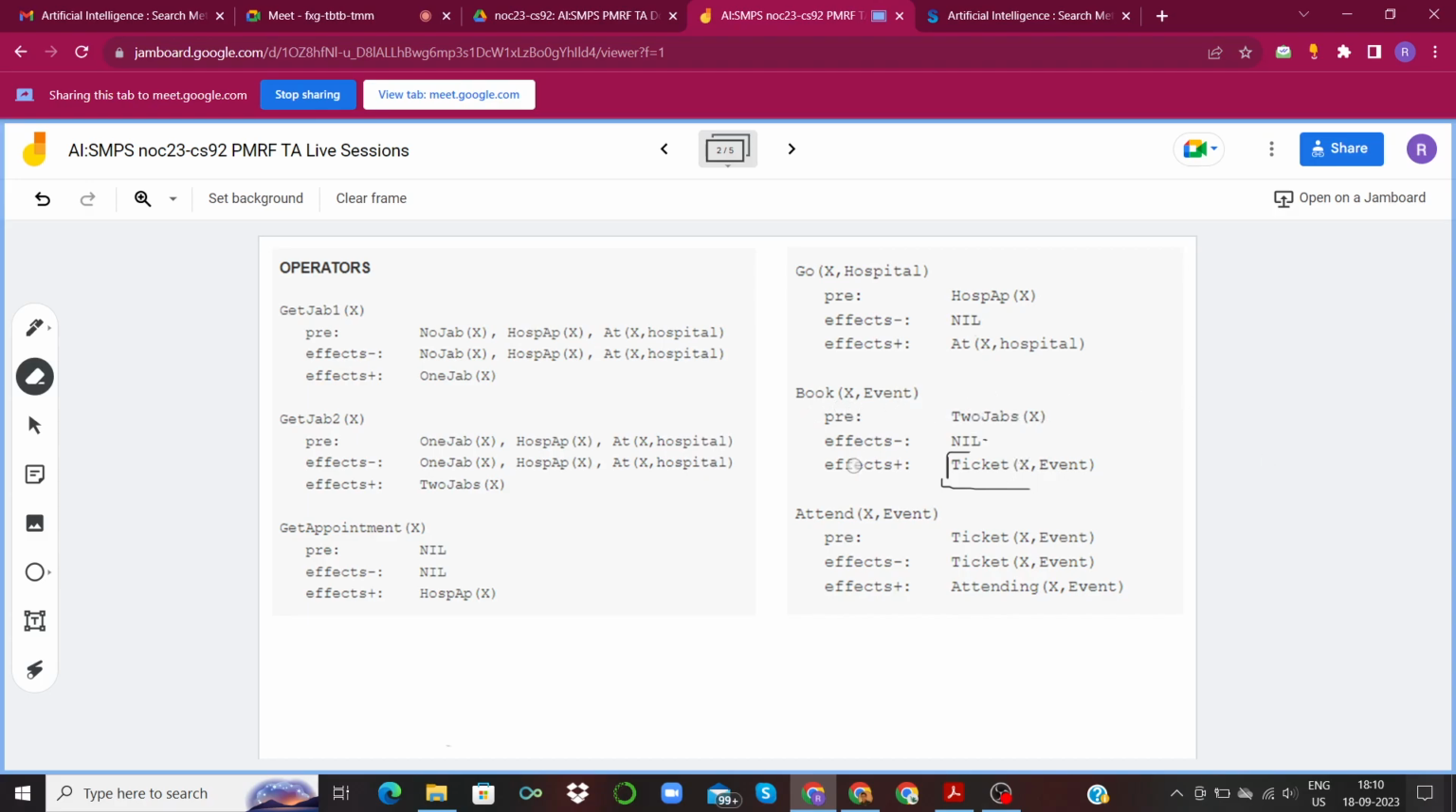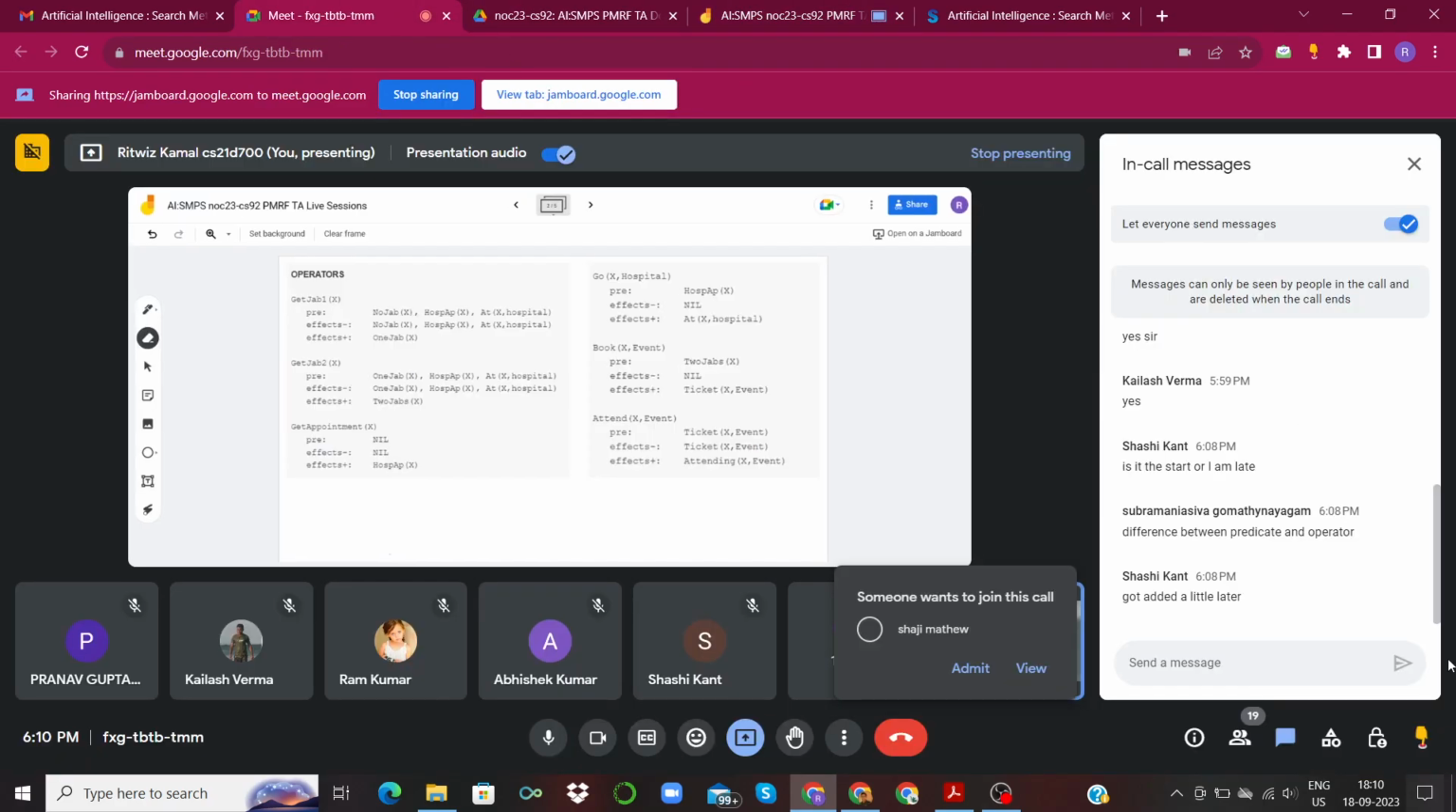Okay, now the last operator is attend X comma event, which basically means that this would allow the person to physically attend the event, and the precondition is that the person X should have a ticket for the event. The negative effect would be the ticket X comma event, because once the person is actually attending the event, he or she would not require a ticket, and the positive effect would be attending X comma event. Okay, pretty straightforward. So any doubts about the operators that we discussed?